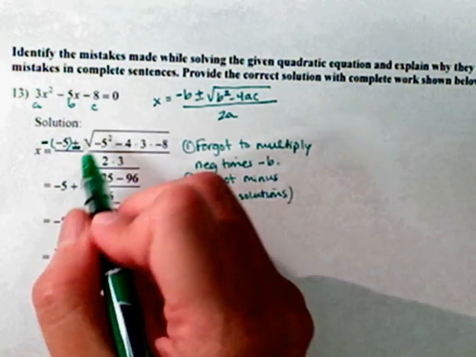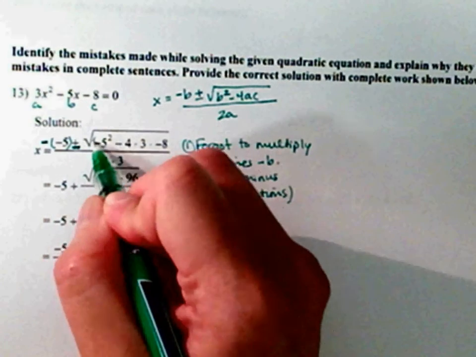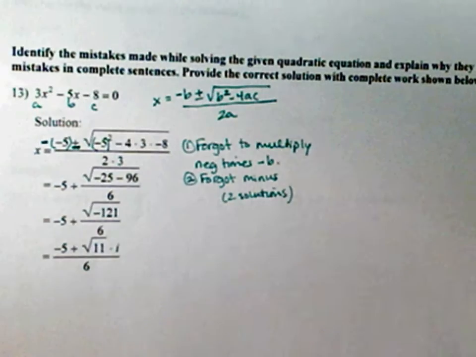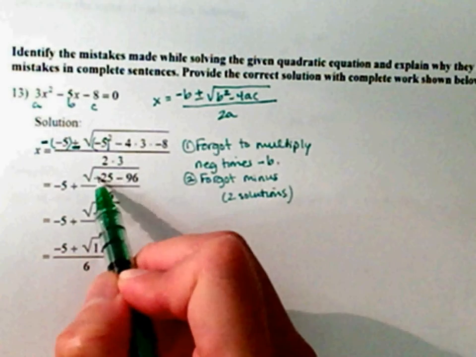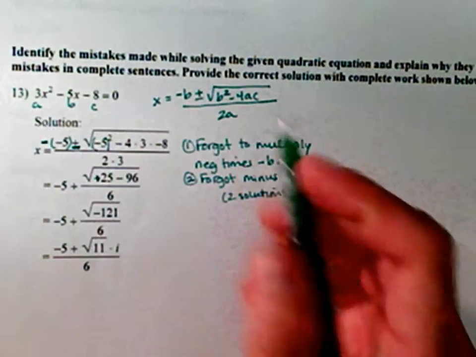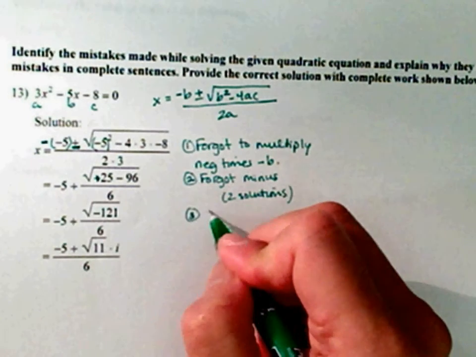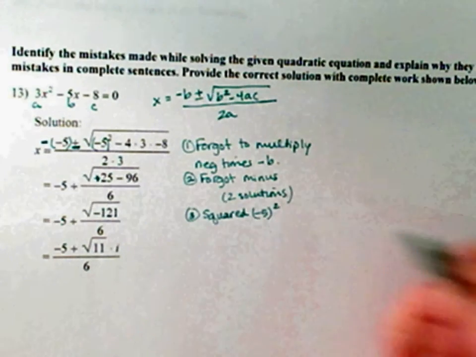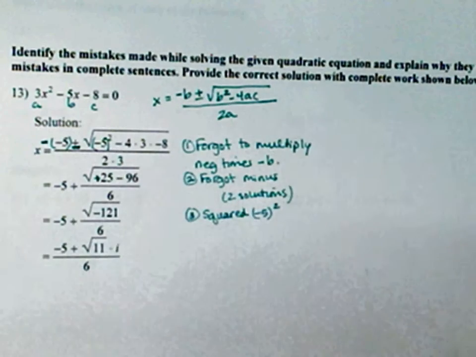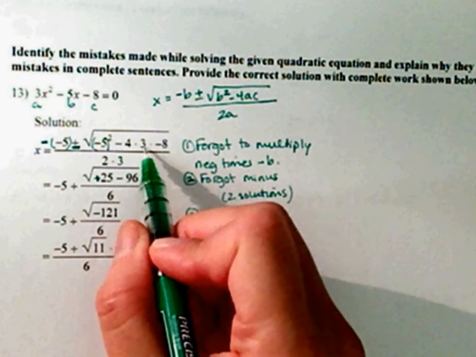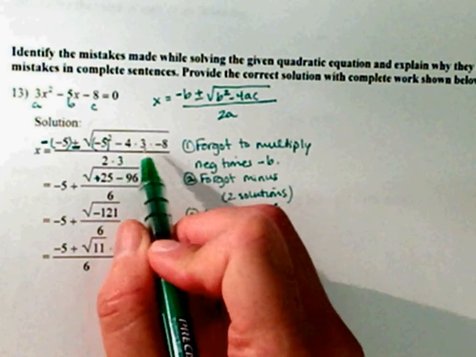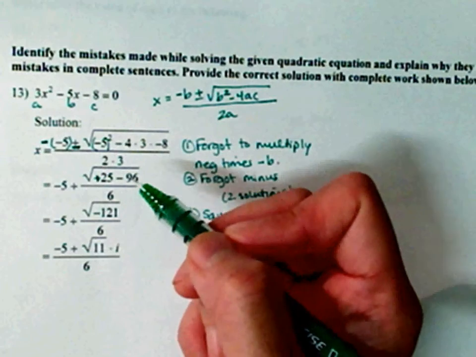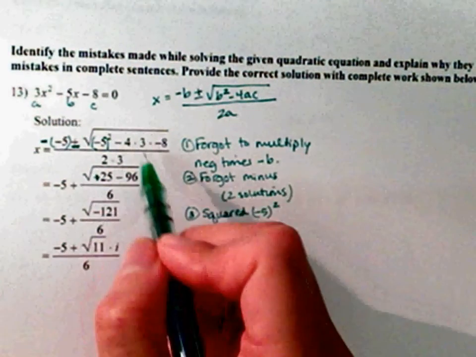Another thing, if you look, negative b plus or minus. Now, when you square something, that means a negative times a negative. So negative 5 times a negative 5, this should make this one a positive. So they should have squared negative 5, not just 5 squared, okay? Minus 4 times 3 times negative 8. So a, 4ac. So everything's good, and then 2 times 3.